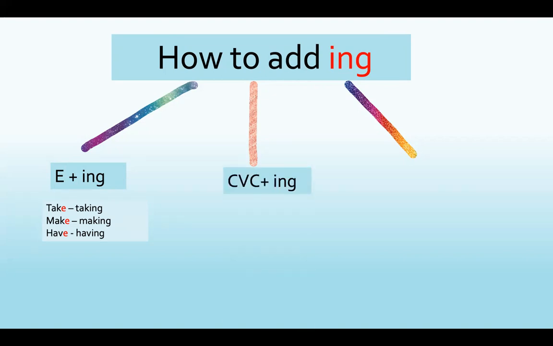Another case is consonant, vowel, consonant plus the ing form. For example, run, sit, hop. By adding the ing form, the final consonant is doubled. For example, running, sitting, hopping. As you can see, the final consonants are doubled: double N, double T, double P.